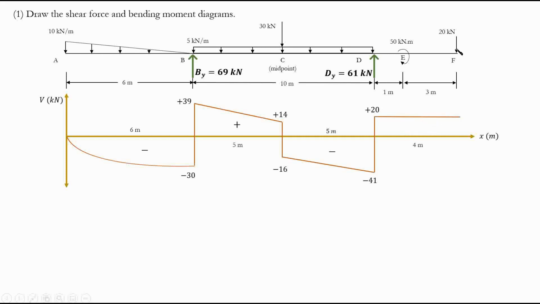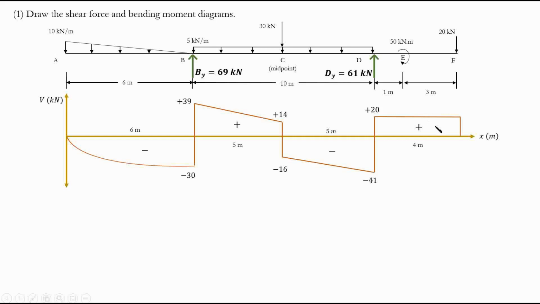And finally, we have a 20 kilonewton load going downward. So we'll go 20 downward and we get to 0. And that is great because we know that our structure is in equilibrium. So obviously our shear force diagram should end with 0, right? At the start, at the end, it will end with 0, right? We know that. Otherwise, our shear force diagram is not correct.